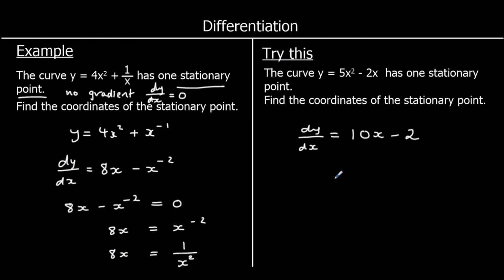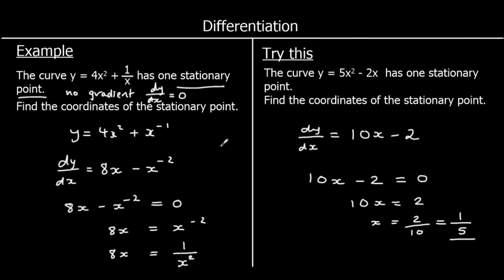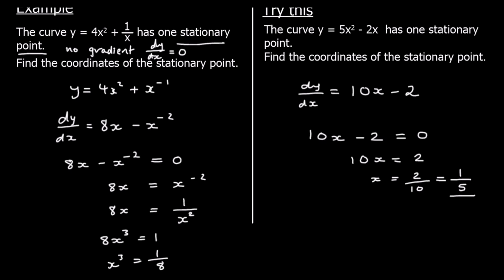The stationary point is where dy/dx equals 0. So 10x minus 2 equals 0. We need to solve this equation to find our x coordinate. So plus 2 to both sides. And then divide both sides by 10. So 2/10, or simplified, 1/5. That's our x coordinate.